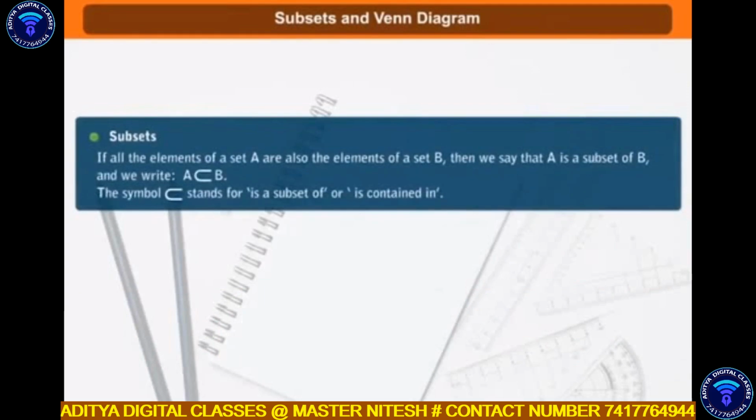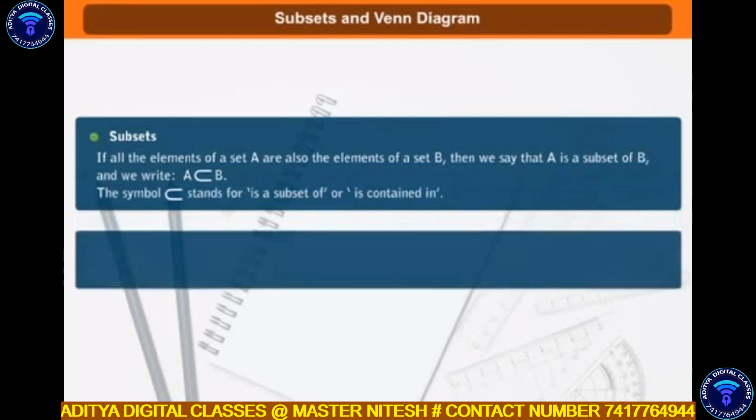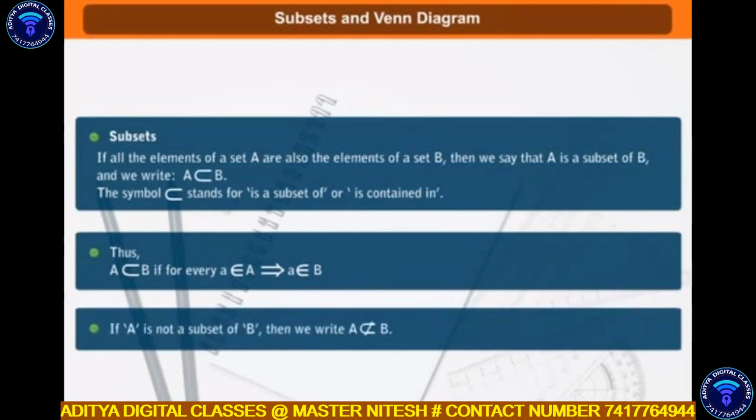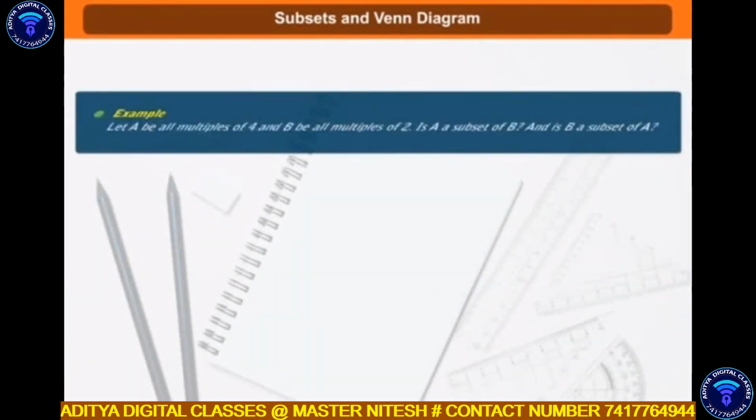Subsets. If all the elements of a set A are also the elements of a set B, then we say that A is a subset of B, and we write the symbol, which stands for is a subset of or is contained in. Thus, A is a subset of B if an element of A is also an element of B. If A is not a subset of B, then we write the negated symbol.